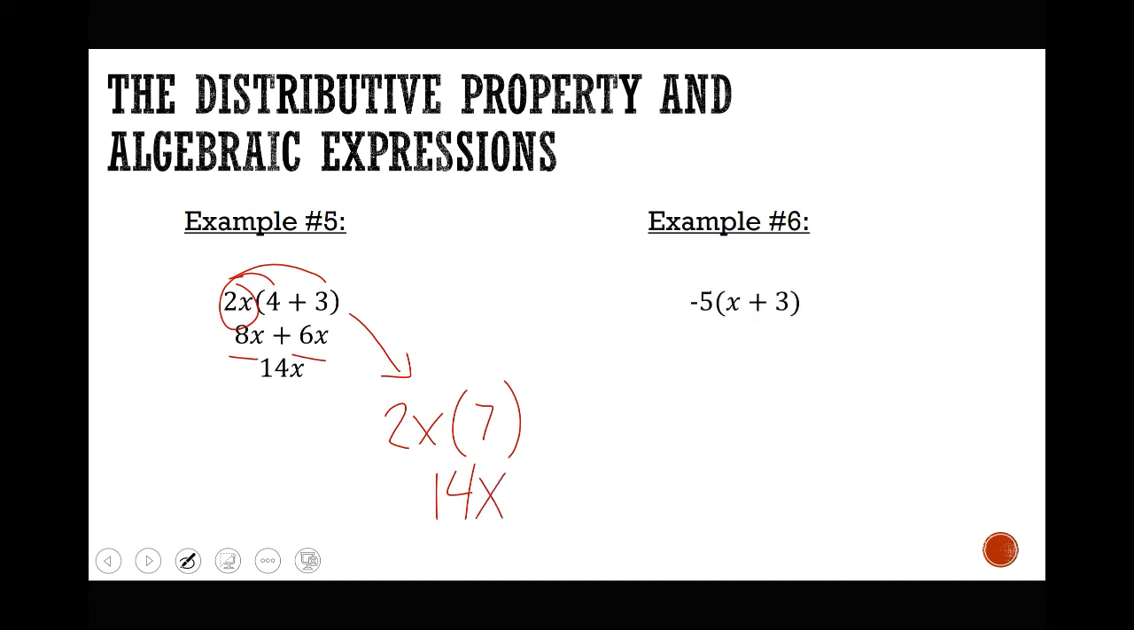This one, though, you cannot do that way because x and 3 are not like terms. We can't add them together. So the only way to simplify this one is to do the distributive property. So it looks something like this. Negative 5 times x, and negative 5 times positive 3 give you negative 15x minus 15. Those two terms are not like terms because the 15 does not have an x. So we're done with that problem. That is as far as you can go with that one.